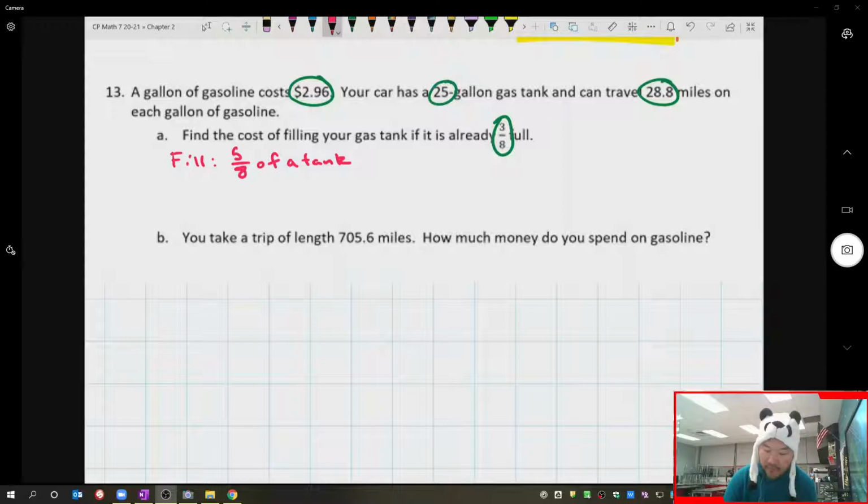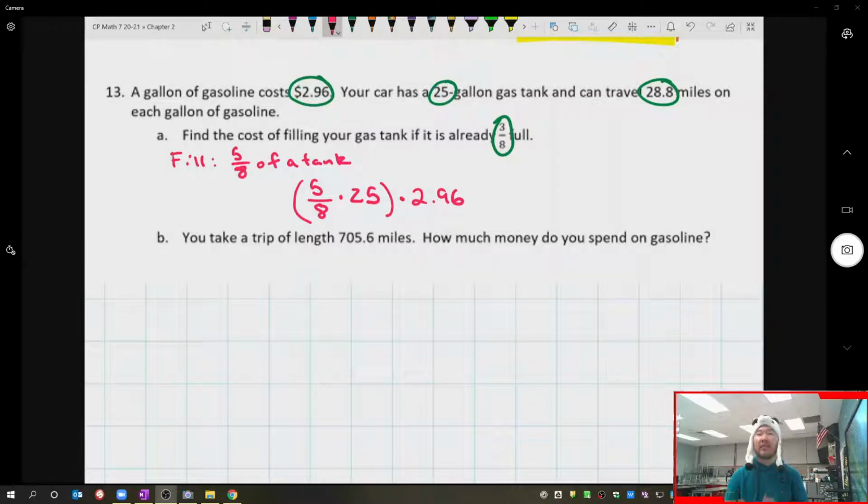Okay, when we want to find the cost, we definitely have to figure out, it says the gallon of gasoline costs $2.96, so we need to know how many gallons there are. So to set this up, we need to find out 5/8 of 25 gallons and then multiply it by the cost. So setting it up, I'm thinking, if I take 5/8 and multiply it by 25 gallons, that's going to tell me how many gallons we have to fill. And then after that, we can multiply it by the cost, $2.96, and that will give me the overall cost. Look at that fancy looking equation.